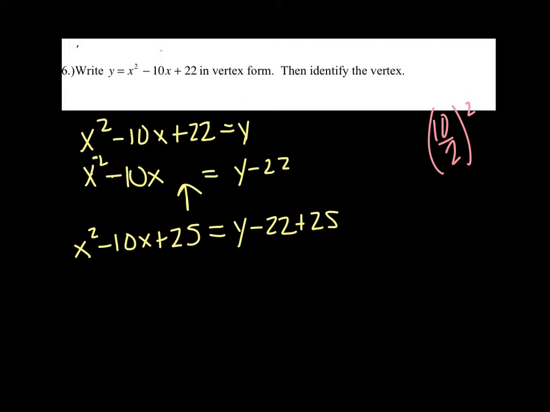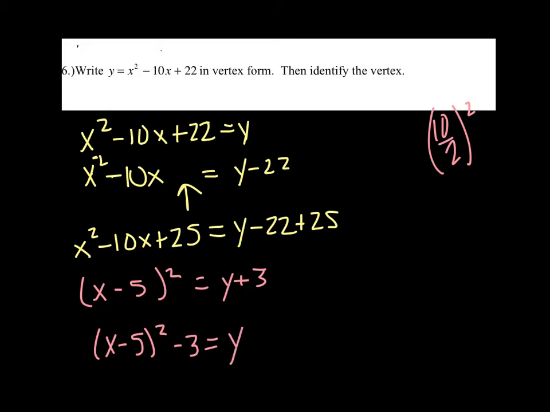So now that the left-hand side is a squared binomial, I'm going to write it as a squared binomial. So x, remember to match your sign, so minus the square root of 25, which is 5, squared equals y plus 3. That's negative 22 and 25. So the last thing to do is get y by itself, so we need to subtract the 3 over. So I'm going to keep whatever I had on that left-hand side, so x minus 5 squared, and we're just going to subtract the 3 over to that side. So now we have our equation in vertex form.